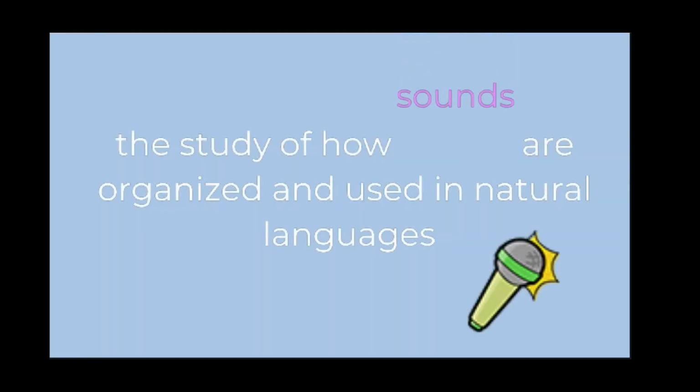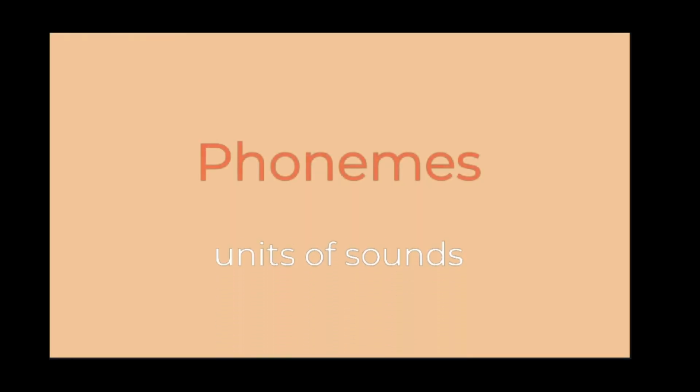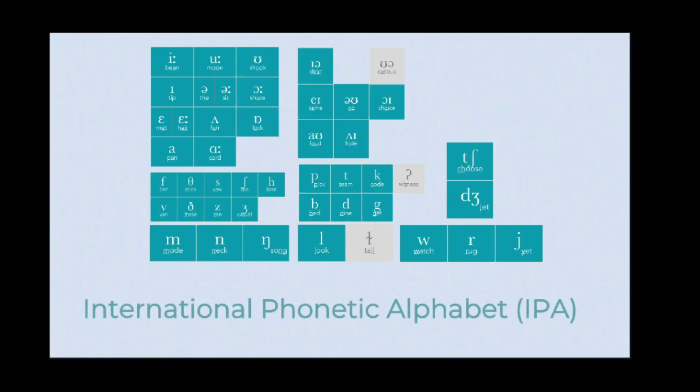Phonology is the study of how sounds are organized and used in natural languages, and even the patterns that occur among the sounds. The distinct units of sounds in any language that distinguish one word from another are called phonemes, like P, B, D, and T. To describe phonemes in writing, we use a system called the International Phonetic Alphabet, which consists of over 100 symbols.